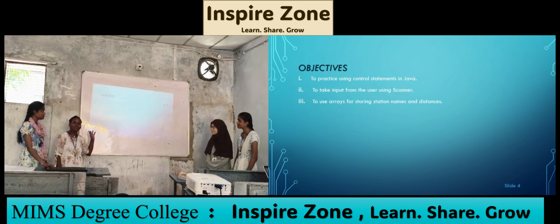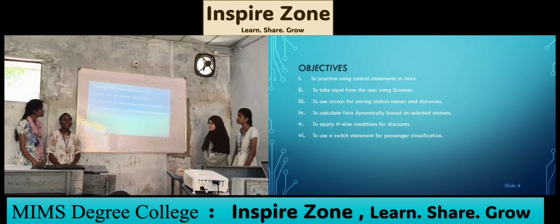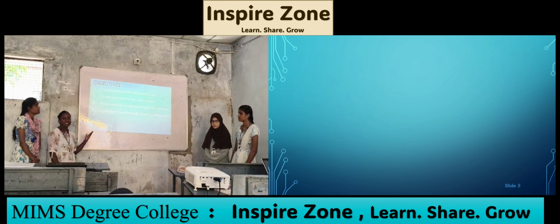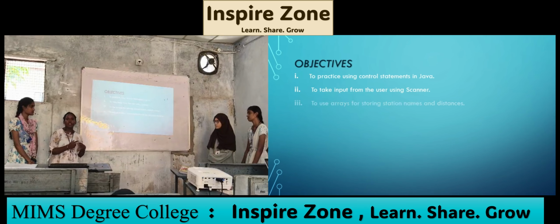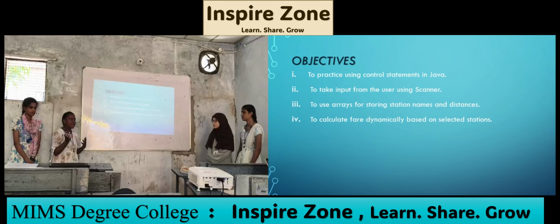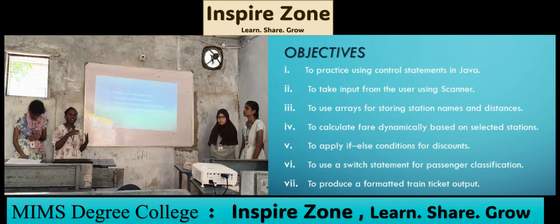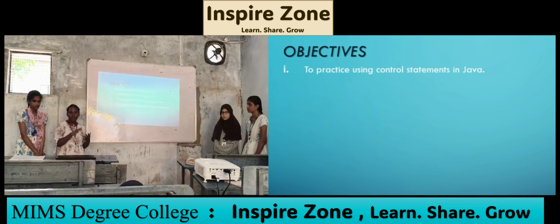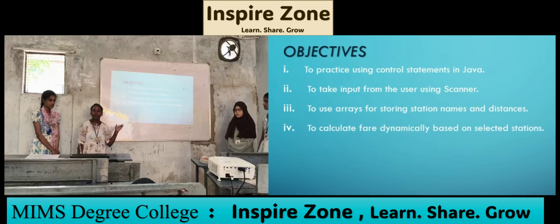These are the objectives of our program. In this we use the for loop for the calculations of distance, and the if statement for how the discount is applied for the passengers, and also we use switch to know the type of the passenger. These are the objectives of the Vaigai Express train ticket program.